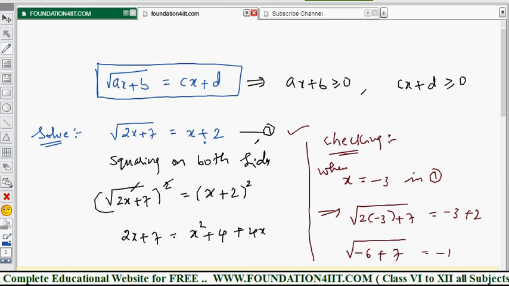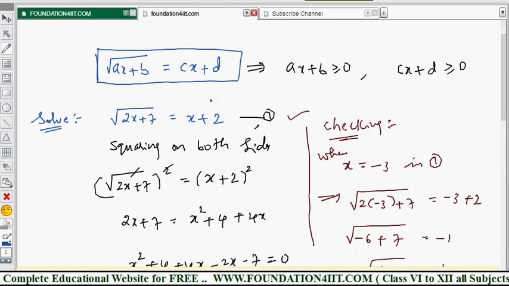Whenever the equation is of the form square root of ax plus b is equal to cx plus d, you can use this. And there is another type of method, not only this, for how to solve such equations. I'll show one more problem now.